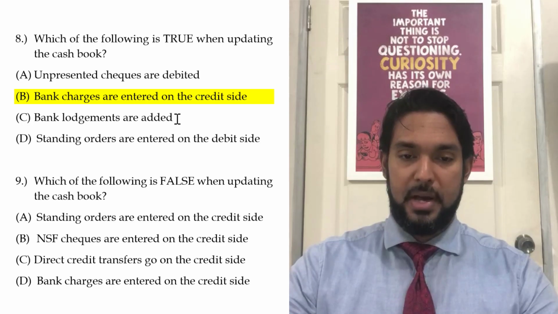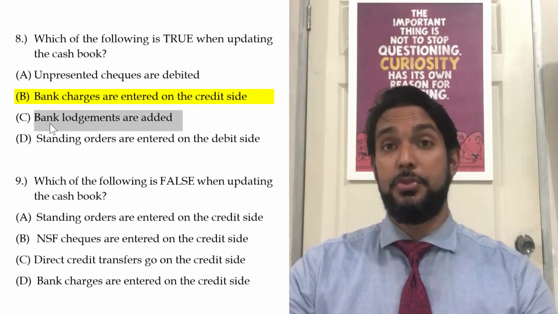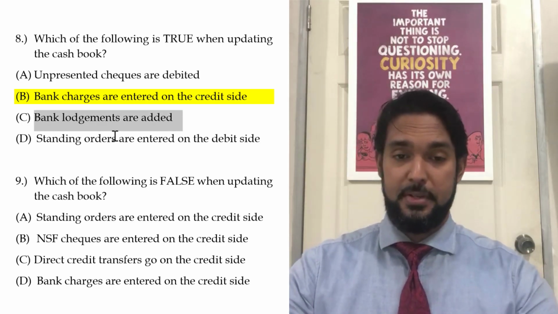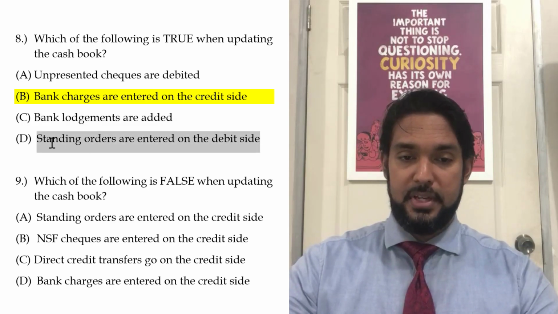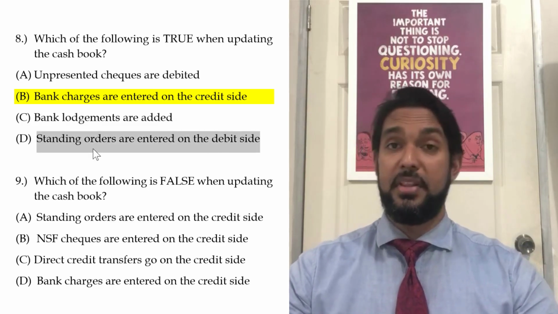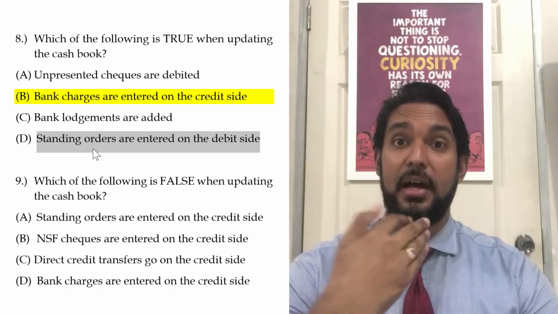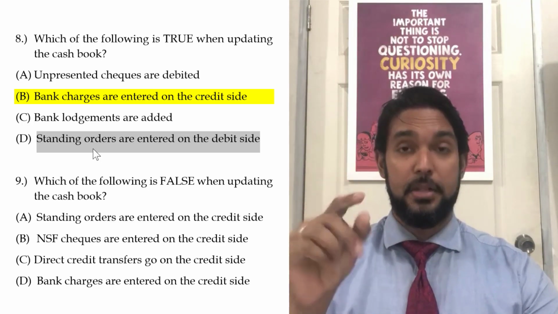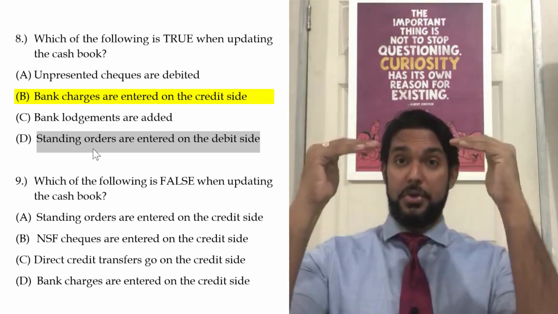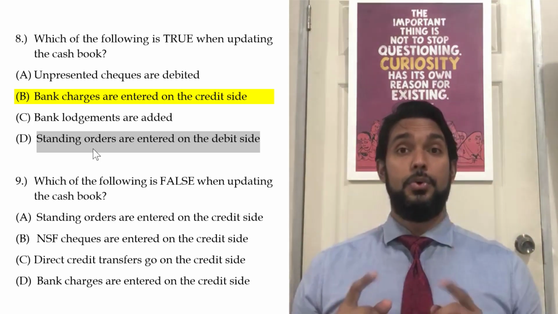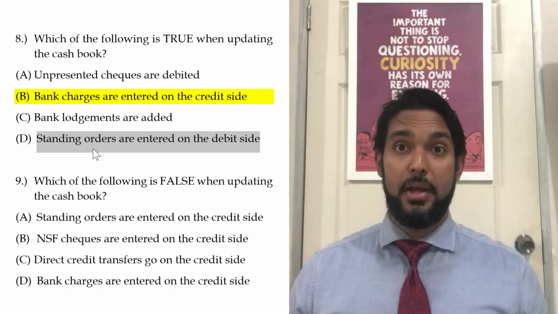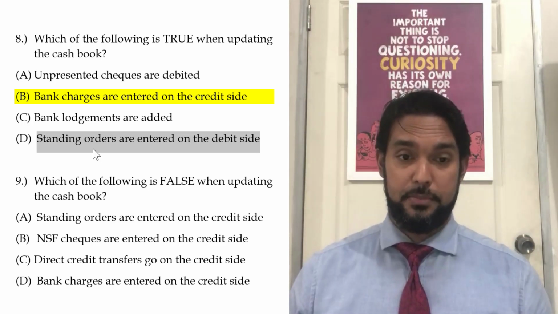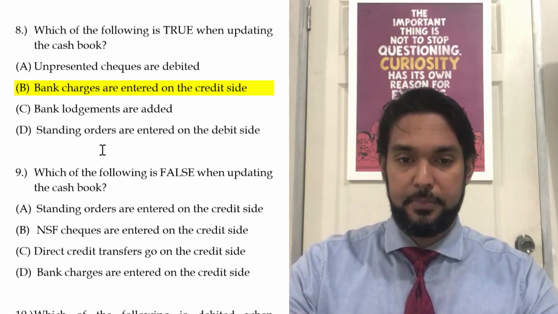This is another trick one here. Bank lodgements are actually used to do the bank reconciliation statement. And standing orders are entered on the debit side. So a standing order, that's when the bank makes an automatic payment as per our request. And if they have to do that, it will cause money to come out of our account, which causes the balance to go down. So that's a decrease in an asset, which would require a credit to the cash book. So that's also not correct.